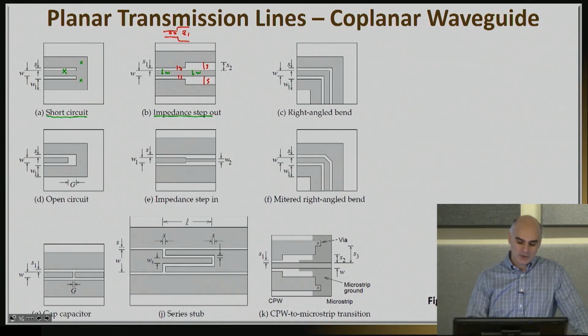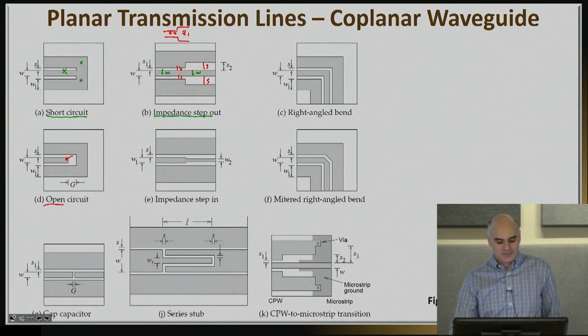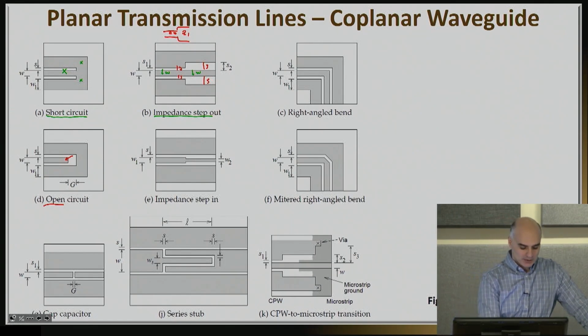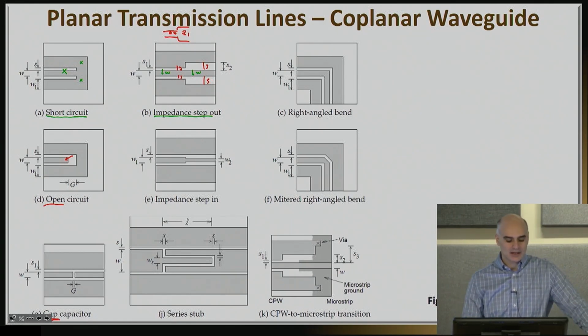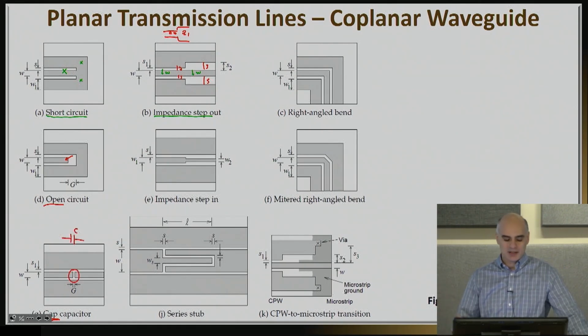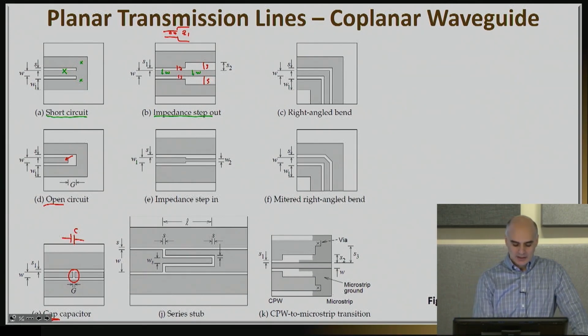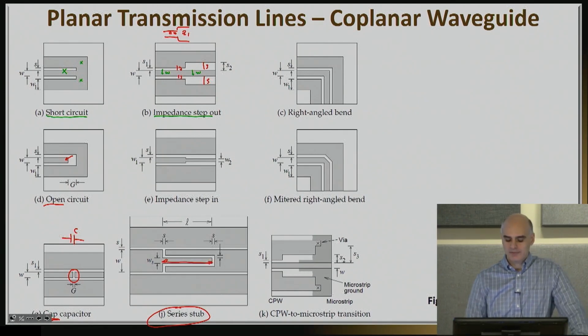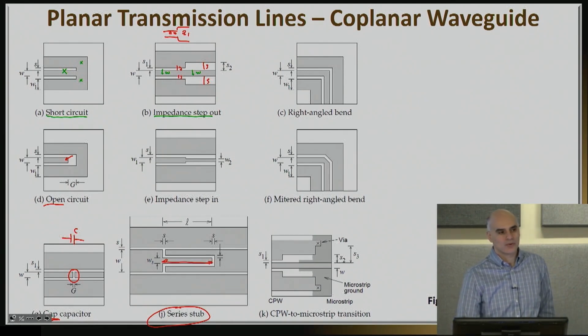Now, I'm going to come back to C, but let's look at D. Here's an example of an open circuit. You just literally stop the strip line. This is an example of a capacitor down here. In fact, all you have to do to make a capacitor is place a gap, an air gap. Just put a break, and the distance of the break will give you a capacitor. Here's a good example of a series stub. So look at this length. This is the length of the stub that you will have, and so on and so forth.